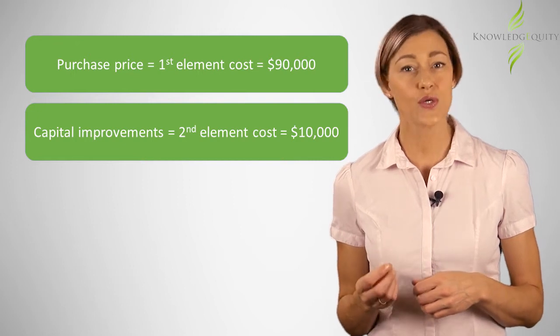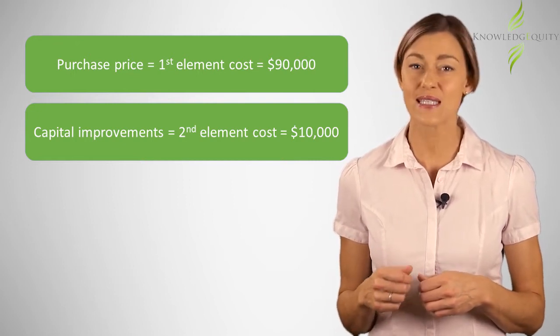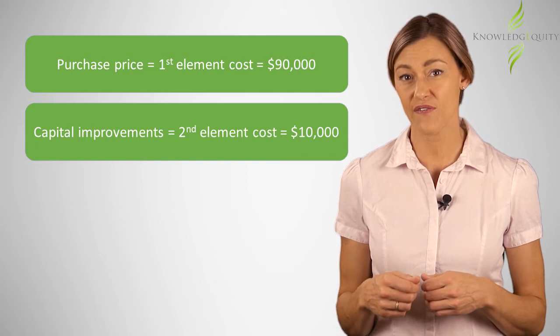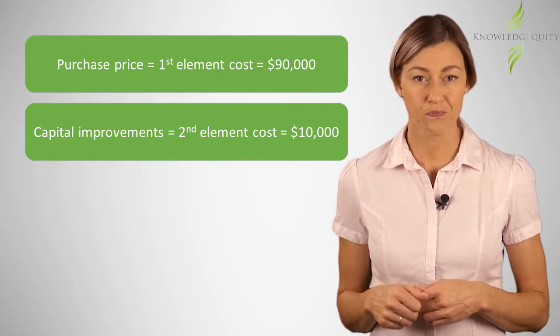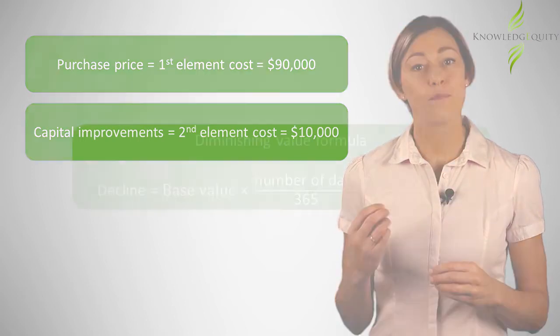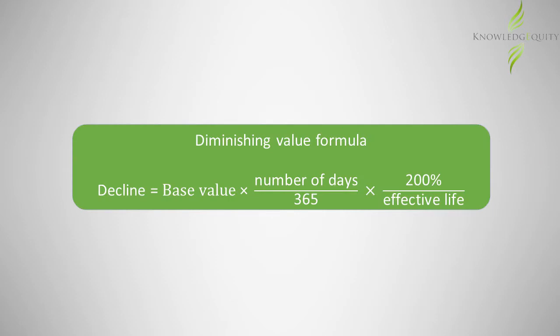The formula to use for the diminishing value method is set out in section 40-72, subsection 1, and is the base value multiplied by the number of days held in the year divided by 365, multiplied by 200% divided by the effective life. So this is a reducing balance method without a residual value.